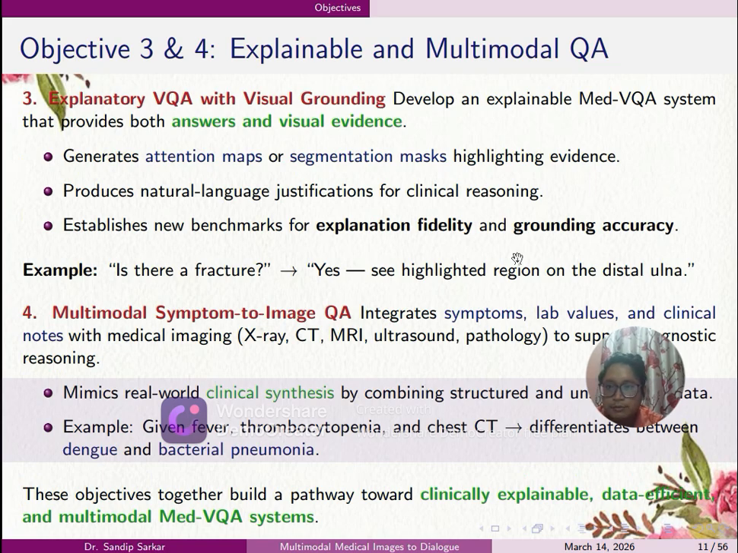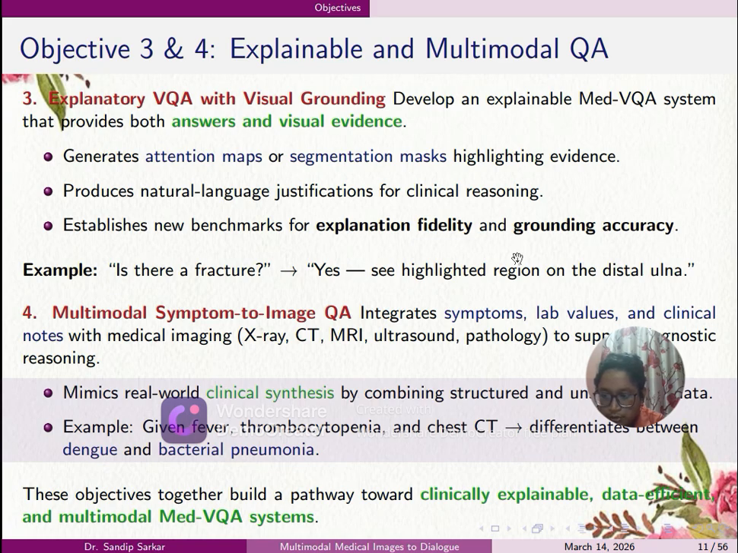Our third objective is the explainable VQA with visual grounding. In objective 3, our goal is to design an explainable medical VQA system that not only produces an answer but also provides visual and textual reasoning to justify the answer. Current medical VQA models often behave like black boxes. They give predictions, but clinicians have no insight into why those predictions are made. This lack of transparency is a major barrier to clinical adoption.